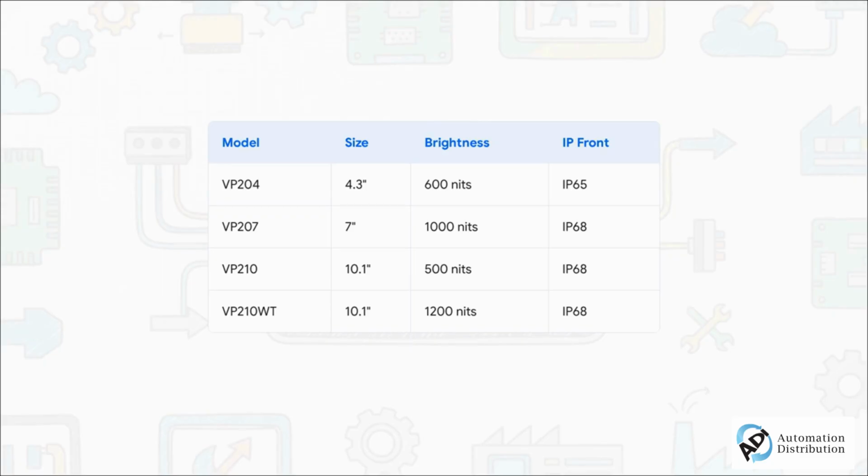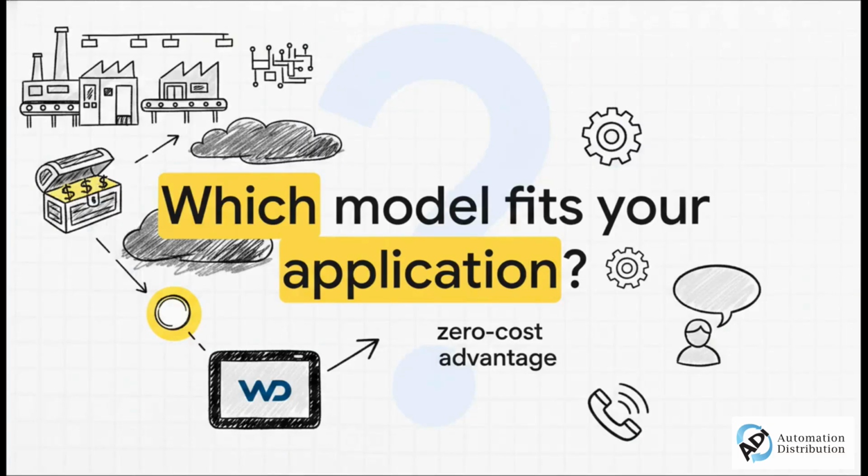You've got the compact VP204 with an IP65 front, then that scales all the way up to the daylight-readable aluminum-housed VP210WT, which pushes that massive 1200 nits we talked about. And sitting right in the sweet spot is the VP207. That one offers a super bright 1000 nits with a rugged IP68 rating, which is absolutely perfect for general machine applications. So what does this all mean for you?